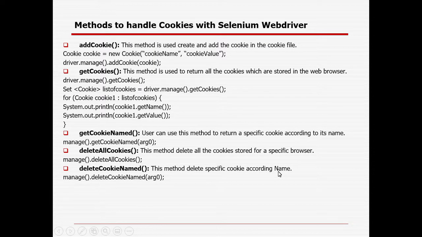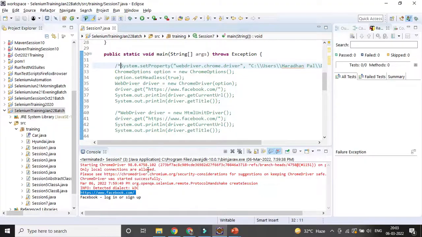So what are the different methods available to handle the cookies? There is a method addCookie, with the help of which we can add the cookies. getCookies, with which we can get the list of cookies. getCookieNamed, through which we can get only the desired cookie with the name. With the help of deleteAllCookies we can remove all the cookies. With the help of deleteCookieNamed we can remove the desired cookie. So let's see what different things we can handle with the cookies.